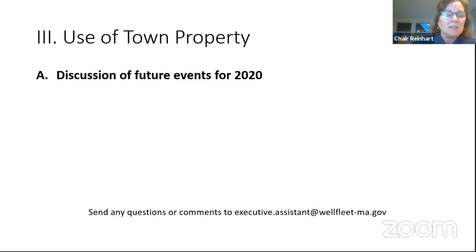So we go back to the original motion of having no future applications for events requesting the use of town property accepted for the remainder of the 2020 calendar year, and all previously approved events cannot occur. I think Kathleen's was, can I have a second? We'll just do it over. Second. All in favor?